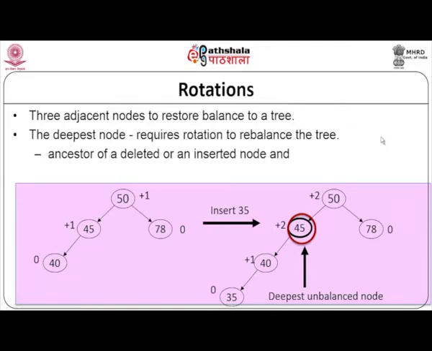We have a tree shown there on the left and we are inserting 35, a normal binary search tree operation. When we insert 35, what happens? The balance factor at the node 45 changes to plus 2. Why the deepest node? After that, 50's balance is also affected, but that is not the deepest node. So, 3 adjacent nodes are required to restore the balance to a tree. The deepest node, that is 45, requires rotation to rebalance it, because it is the ancestor of the inserted or deleted node whose balance factor has changed to plus 2, in this example.